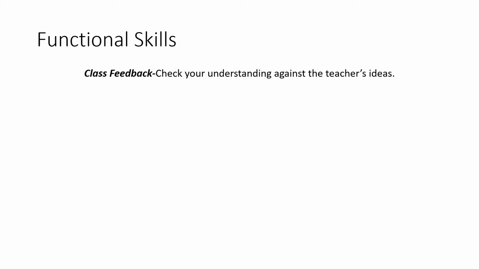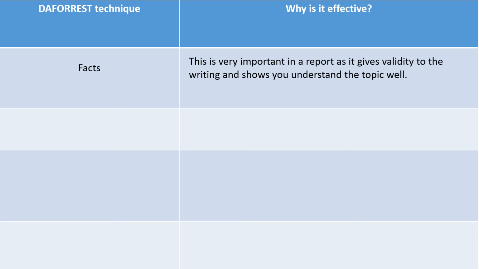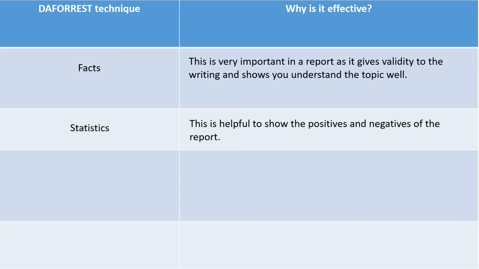Class feedback. Check your understanding against the teacher's ideas. So even though we have a lot of different techniques in our DeForest acronym, you don't have to necessarily use every single one in your writing. So specifically for a report, we're going to focus largely on things like facts. This is very important in a report as it gives validity to the writing and shows you understand the topic well. Statistics. This is helpful to show the positives and negatives of a report.